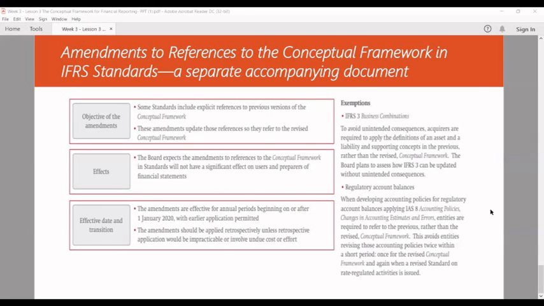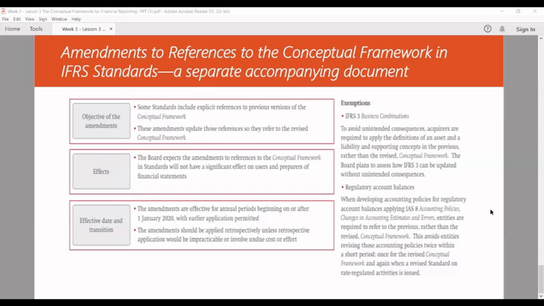This is the exemptions class. To avoid unintended consequences, acquirers are required to apply the definitions of an asset and a liability and supporting concepts in the previous, rather than the revised, conceptual framework. The board plans to assess how IFRS 3 can be updated without unintended consequences.